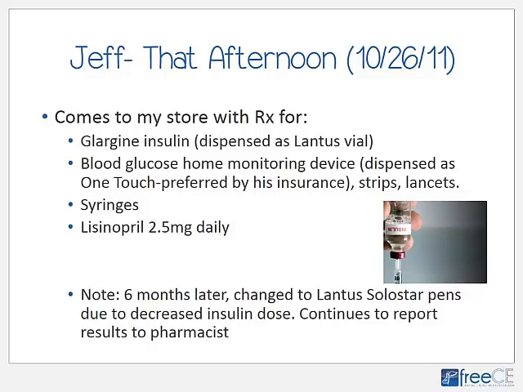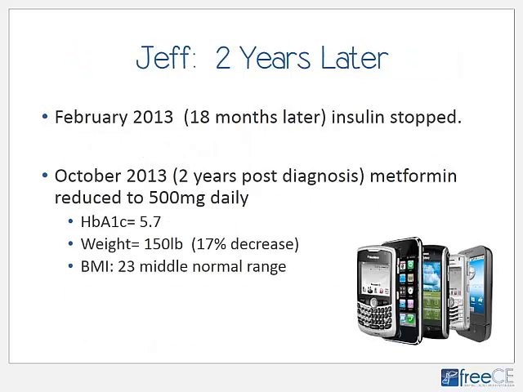Six months later, because he was doing what he should have with his diet and exercise, and we kept reducing that Lantus dose, we switched him to Lantus SoloStar pens, and he continues to report all his results to the pharmacist. A couple years later, in February 2013, 18 months later, Jeff stops his insulin. He didn't need it anymore. In October 2013, 2 years after his diagnosis, we reduce his metformin to just 500 milligrams a day. He has a hemoglobin A1C of 5.7, which is fantastic. We always want it below 6.